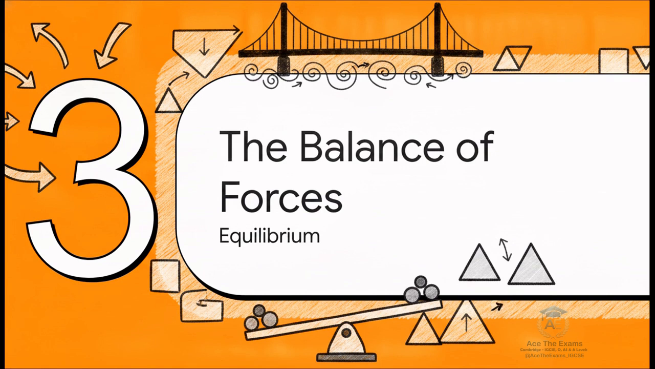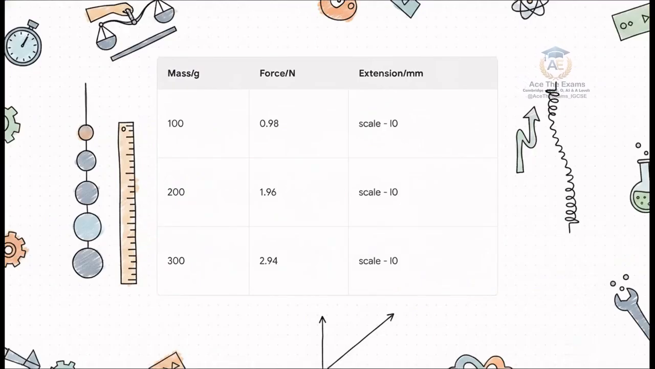Let's move to trial 3 and see how this builds into our next challenge, the balance of forces, where we explore equilibrium. Now, this data table beautifully captures the essence of Robert Hooke's law, a concept from over 300 years ago. Basically, when you hang masses from a spring, it stretches, and provided you don't stretch it so far that you permanently deform it, that extension is directly proportional to the stretching force.